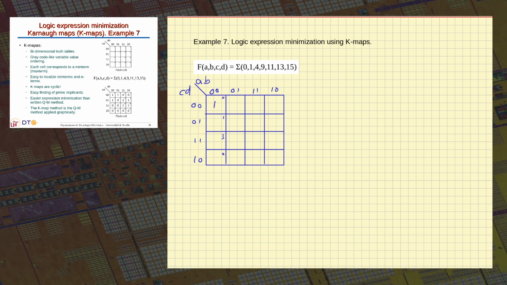The function is 1 here, is 1 here, has minterm 4, 5, 6, 7, 8, 9, 10, 11, 12, 13, 14, 15. Okay? So this is the Karnaugh map for my function.